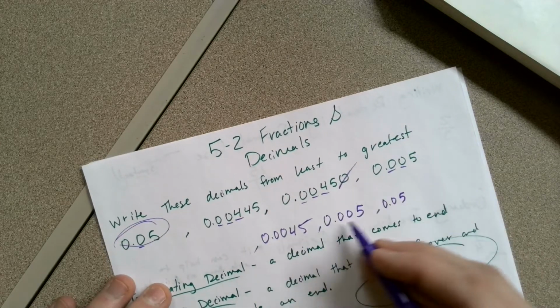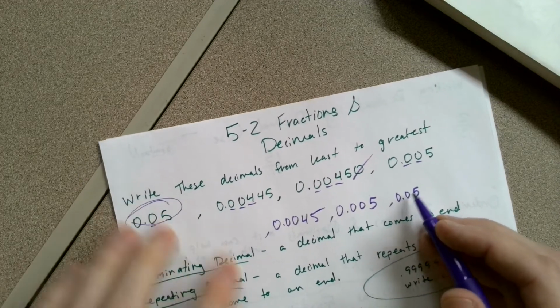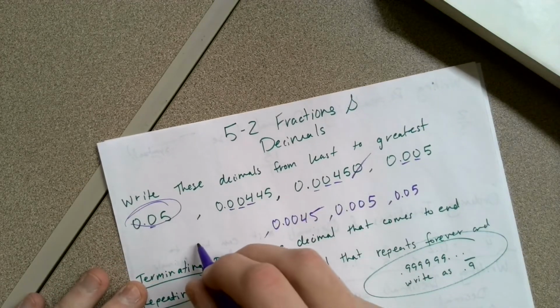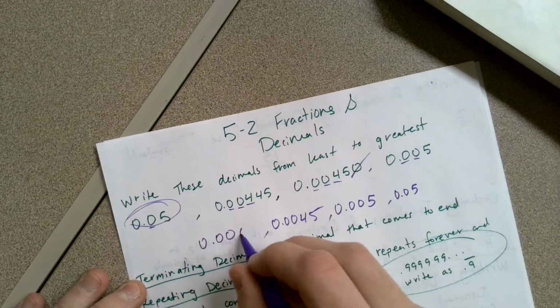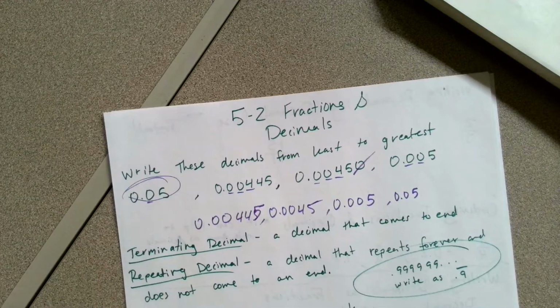So notice that it doesn't matter how many numbers are after. Our biggest number actually has the smallest amount of numbers in it. And finally, this will be our smallest, 0.00445. And that would be from least to greatest.